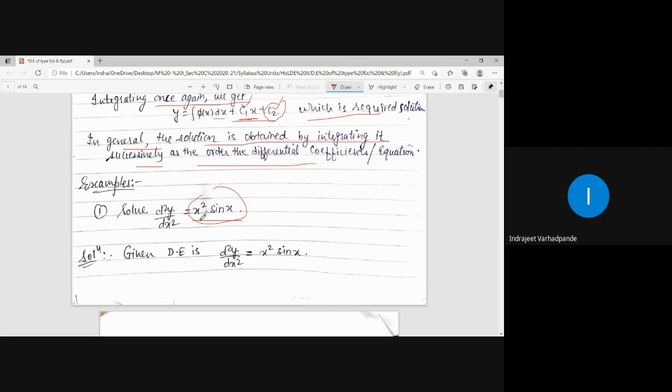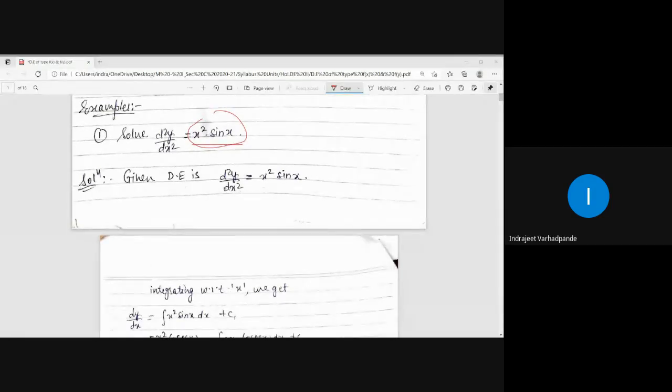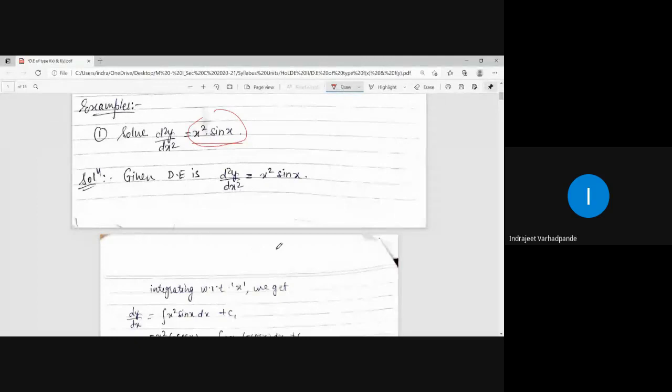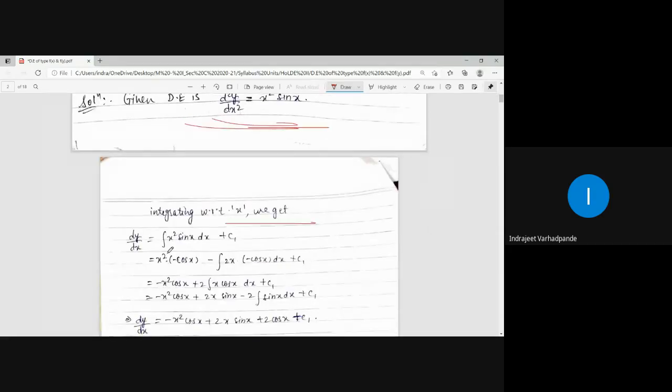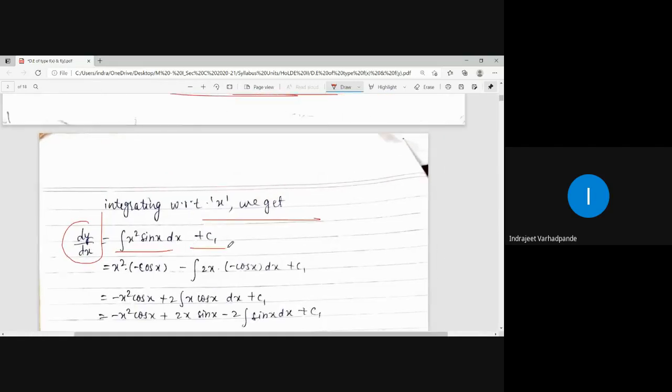For integration by parts, I think we have discussed the generalized rule. What does the generalized rule for integration by parts tell us? It tells us to go on finding the derivative of the first and go on calculating the integration of the second. So d2y by dx square is equal to x square sine x. You integrate both sides with respect to x. d2y by dx square will become dy by dx. Clear? And the integration of x square sine x dx is to be done, plus c1, which is an arbitrary constant.